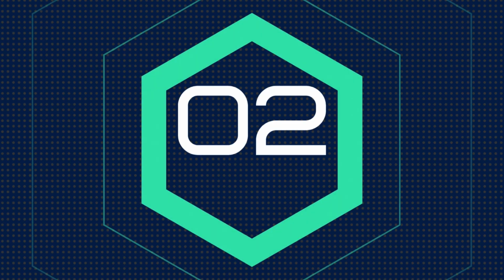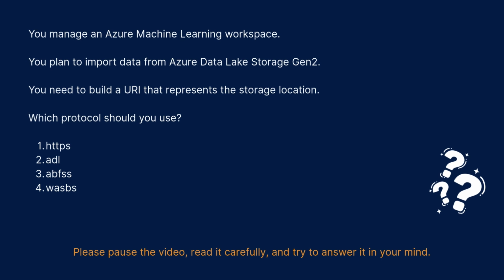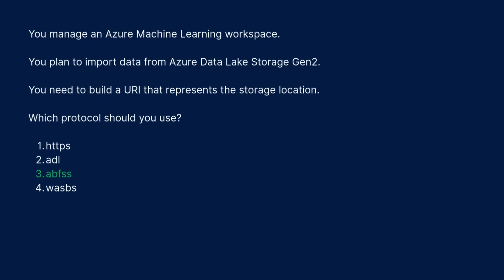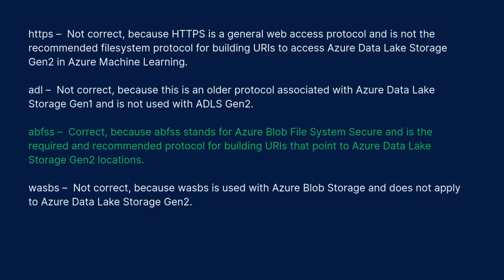Again, I won't be reading the full question. Pause the video, read the question and try to answer it in your mind. Now let us jump straight to the options. The correct answer here is ABFSS because it stands for Azure Blob File System Secure, and it is a required and recommended protocol to build a URL that points to the Azure Data Lake Storage Gen 2 location. If you have selected any other option, you can check the explanation why they are not correct.